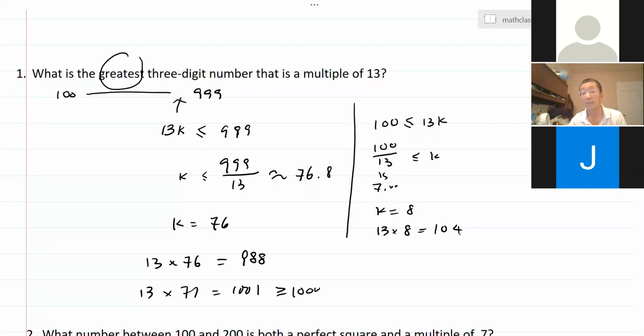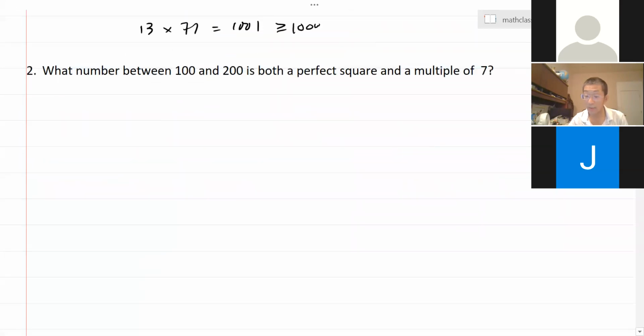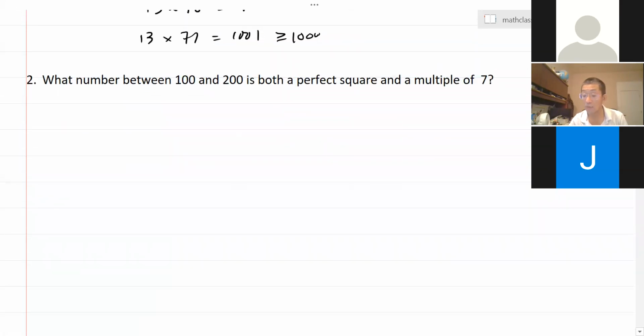Okay, great. All right, so now let's take a look at the next problem. The next problem is, what number between 100 and 200 is both a perfect square and a multiple of 7? Now, when we say between 100 and 200, that means 100 and 200 are not included. In this particular case, it doesn't matter because you're talking about multiples of 7, but sometimes, like a multiple of 5, be careful because 100 and 200 are not included, okay?